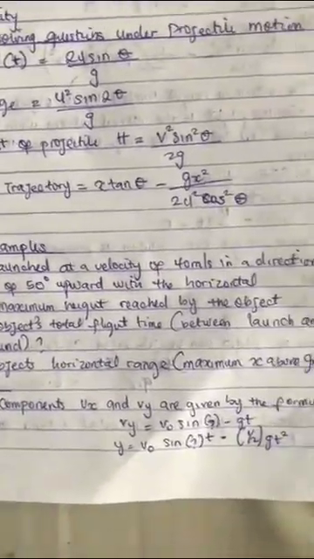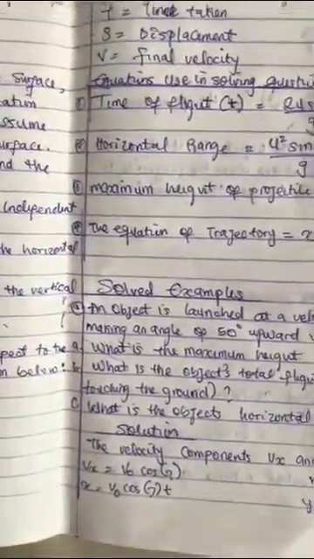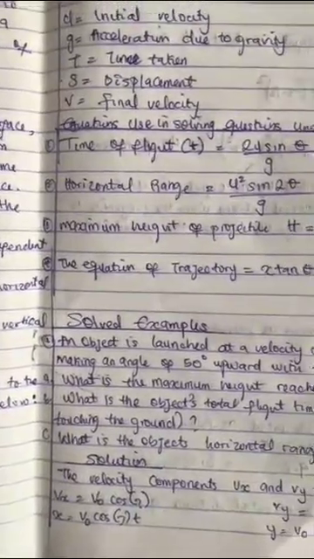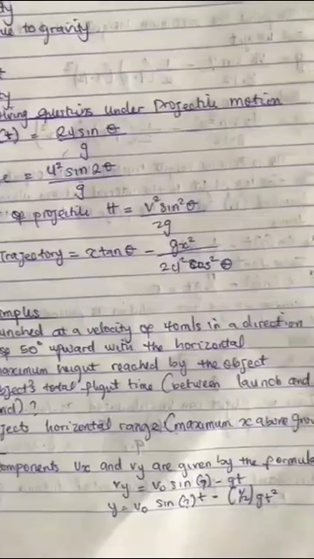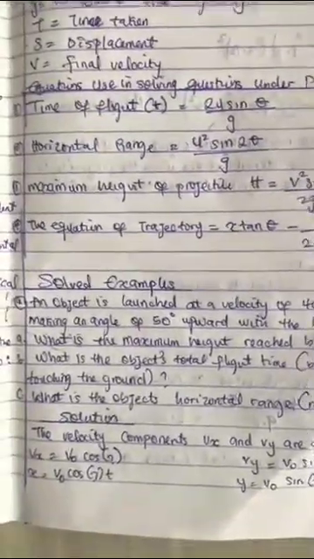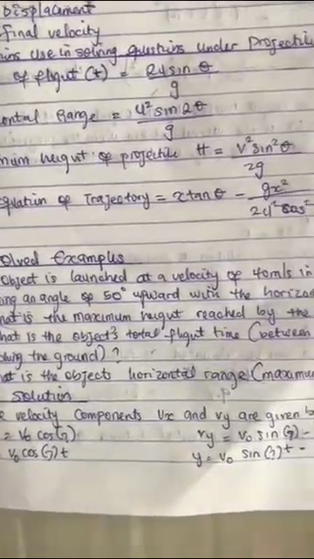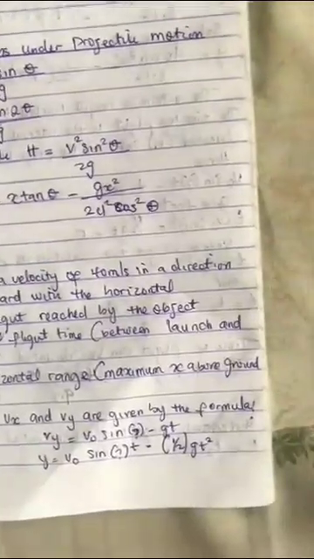u squared sine 2 theta over g, that's the formula for horizontal range. For maximum height, u squared sine squared theta over 2g. Then for your equation of trajectory, that's y equals x tan theta minus g x squared over 2u squared cos squared theta.